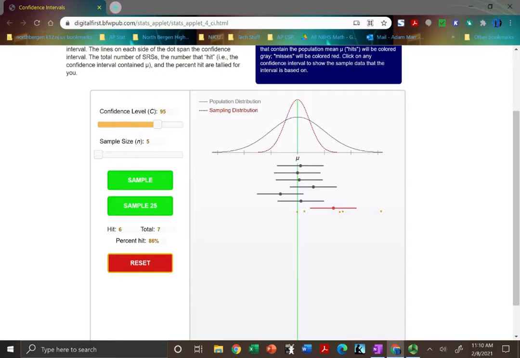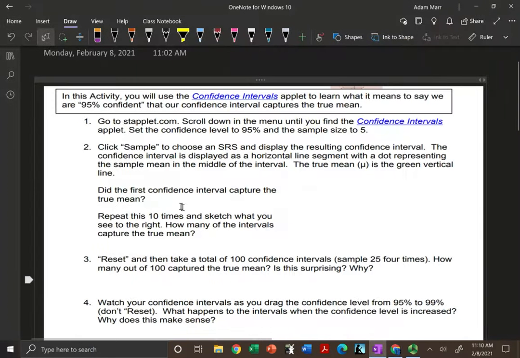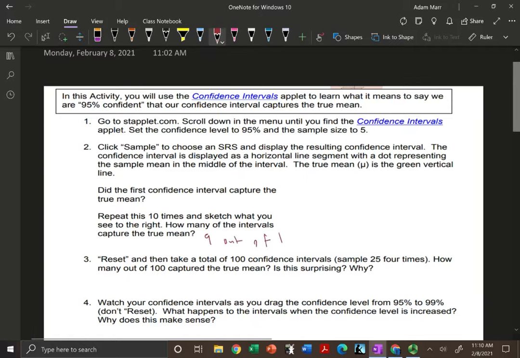Okay, let's do 3 more. 8, 9, 10. There we go. So right here we had a 90% hit rate. How many of the intervals capture the true mean? 9 out of 10. Okay, so now we're going to go to the next one.